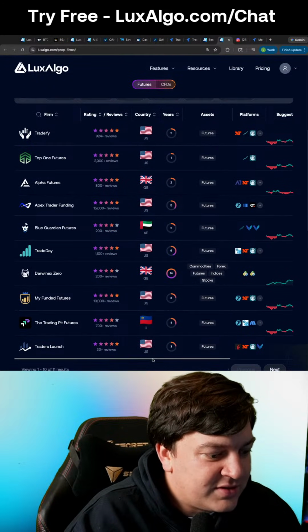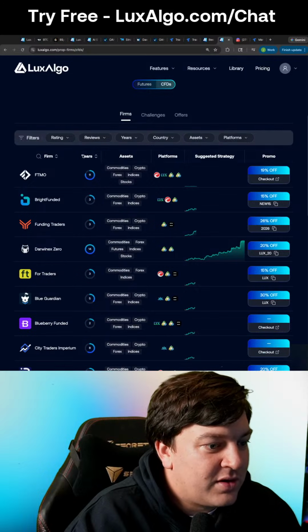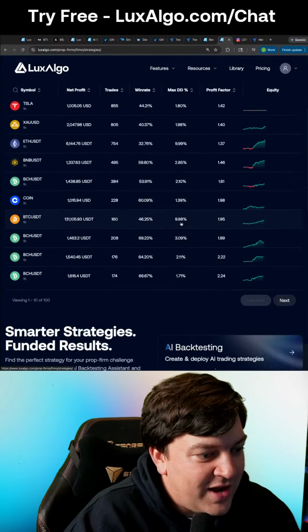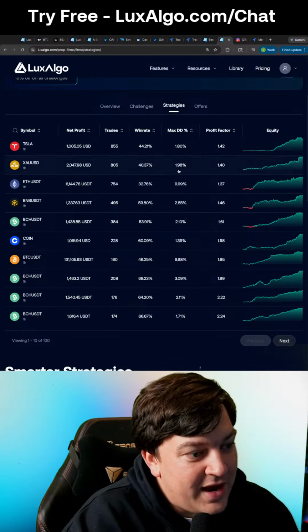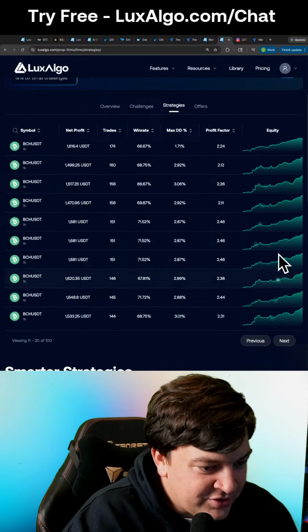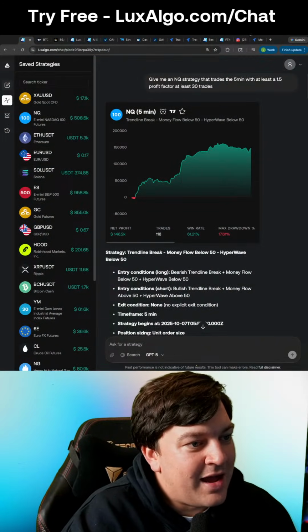But on here, you can see suggested strategies that are from the AI as well. You can click on a firm like FTMO here, go to strategies, and you can see different strategies that fit their drawdown parameters that you need. And you can check out those strategies. You can also copy that strategy directly into the AI as well.